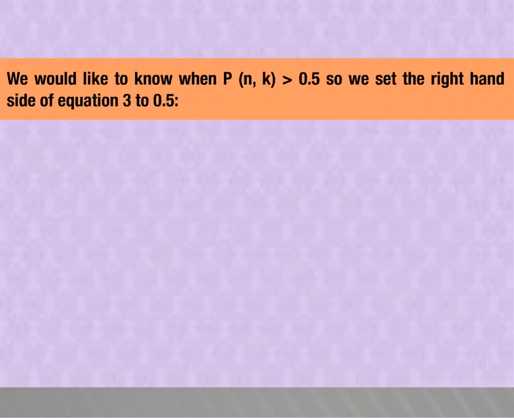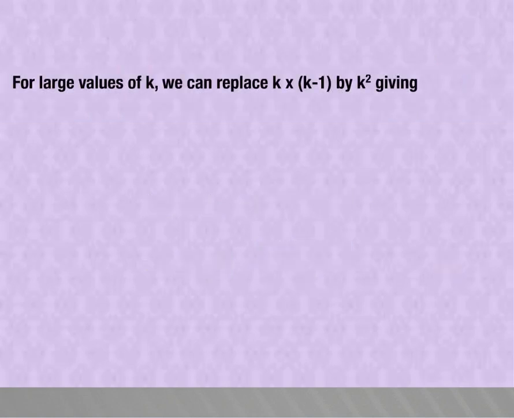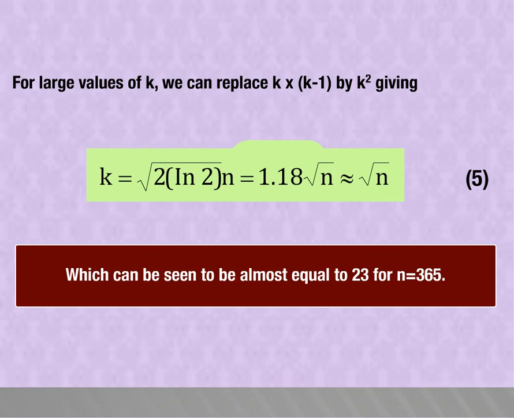We would like to know when P(n, k) is greater than 0.5, so we set the right hand side of equation 3 to 0.5. 0.5 = 1 - e^(-k(k-1)/2n). ln 2 = k(k-1)/2n. For large values of k, we can replace k(k-1) by k squared, giving k = square root of (2 ln 2 × n) = 1.18 square root of n, which is approximately square root of n, which can be seen to be almost equal to 23 for n = 365.